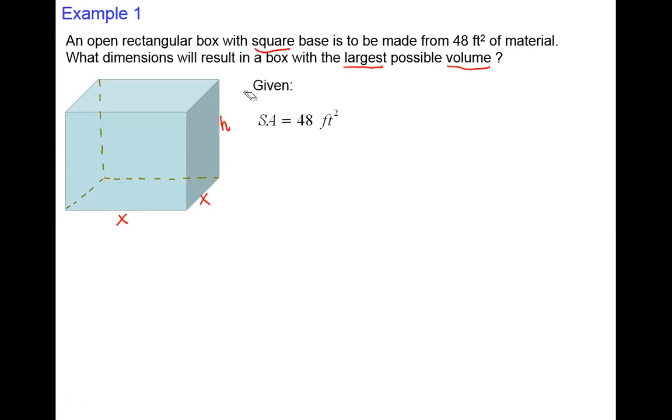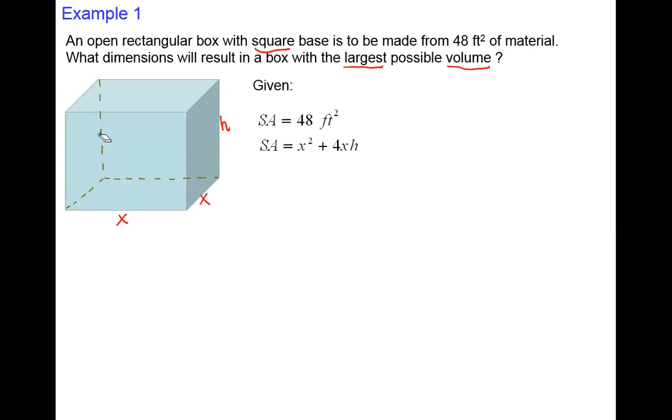48 square feet, because the material that I can build the box with is the surface area. 48 square feet. We also have the value 48, but we have to connect this value to the formula, because I have to have some relation between x, h, and 48. That means surface area, of course, is the bottom, which is x times x, x squared.